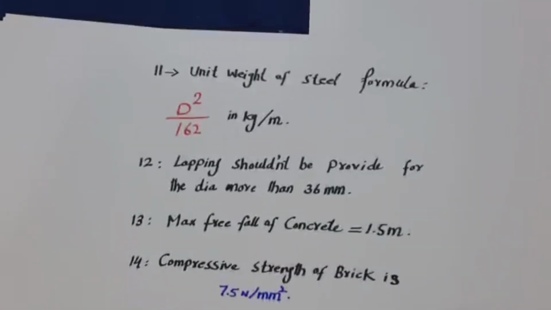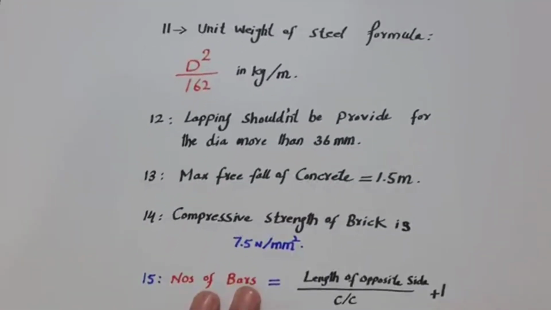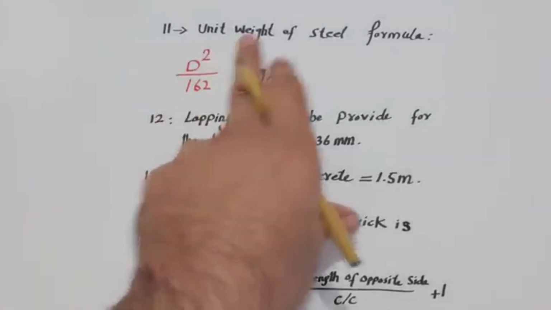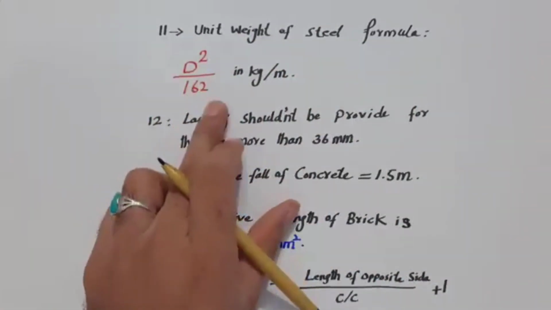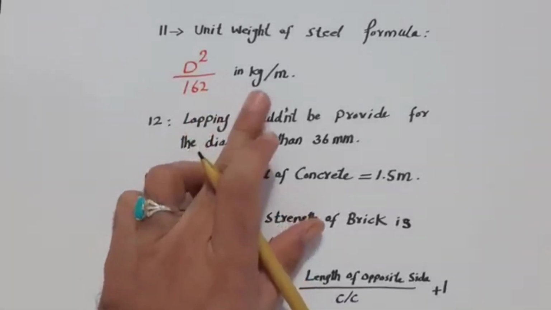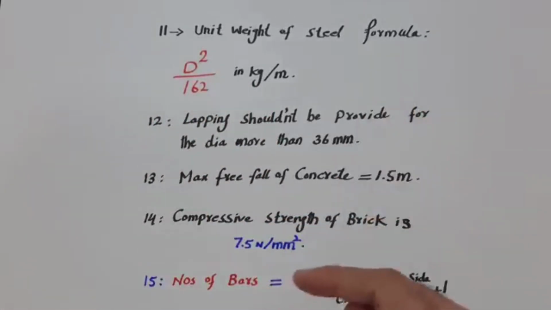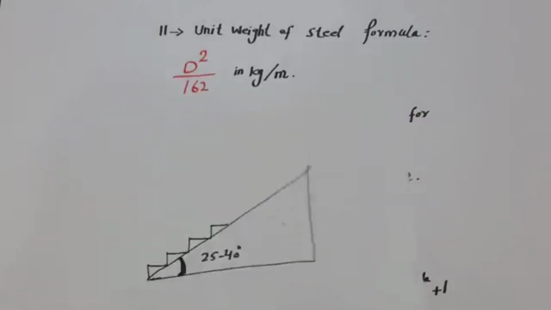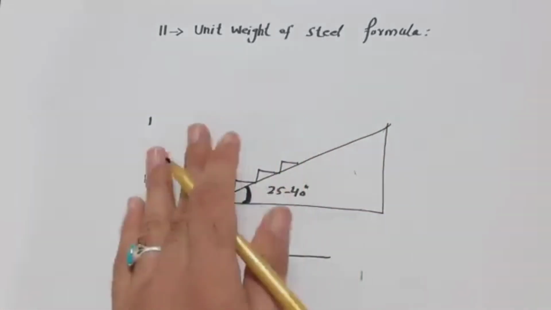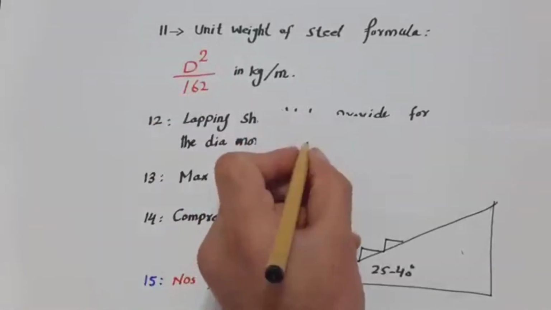Okay, guys, the 11th one is unit weight of steel. The formula is d square divided by 162 in kg per meter. This is the weight of steel for 1 meter. So how can you find the total weight of steel? Remember, d should be in millimeter.